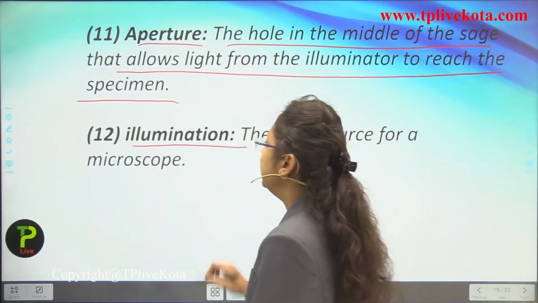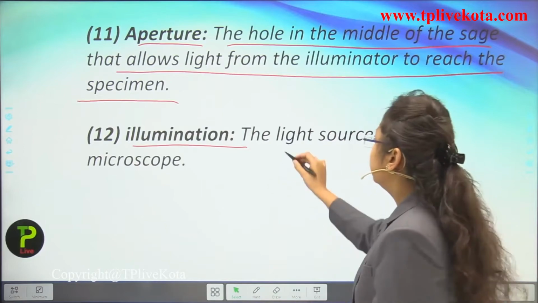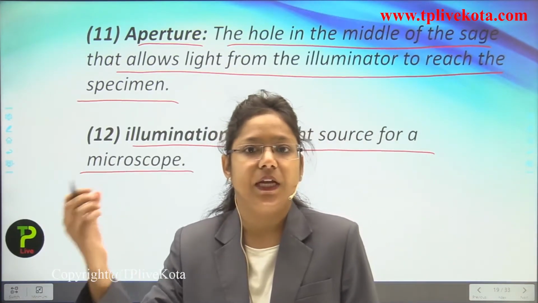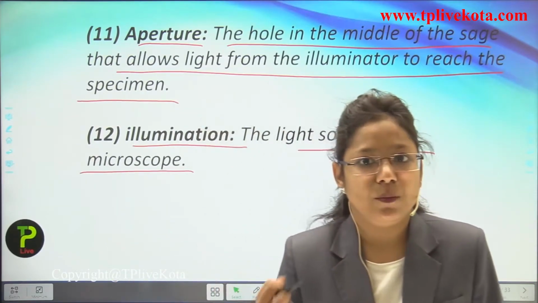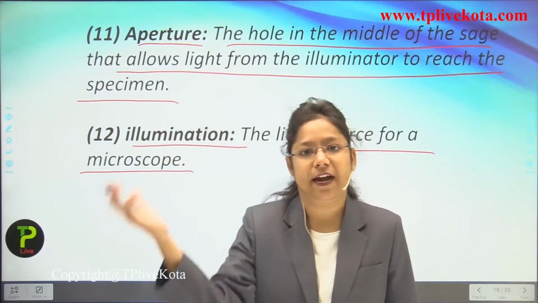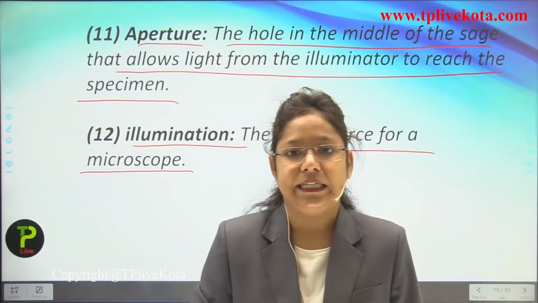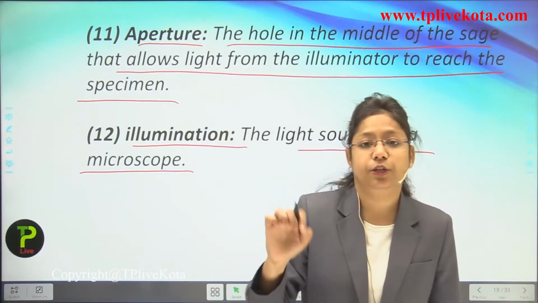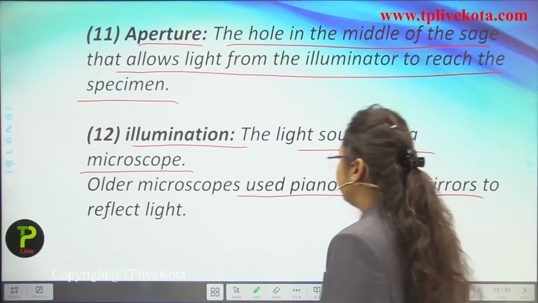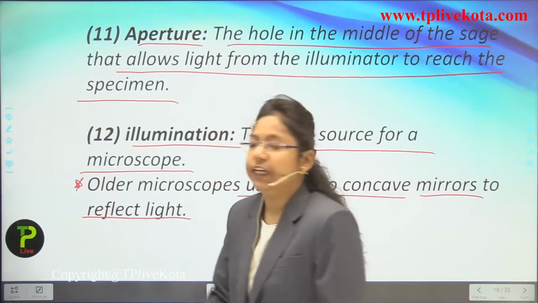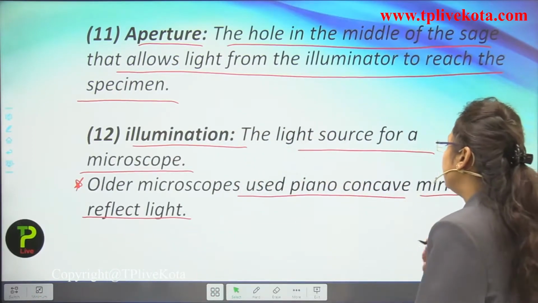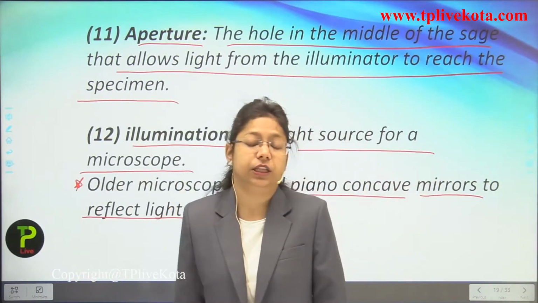Next is about the illumination. Now what is illumination? The light source for a microscope. So what is the light source for a microscope? The light which is coming from a room or from a window comes on the concave lens, refracts back, and this illuminator or condenser helps the specimen to be clearly viewed. Older microscopes used plano-concave mirrors to reflect light. So this is about the ancient time. What happened in the ancient time? They used the plano-concave mirrors to reflect the light on the specimen.